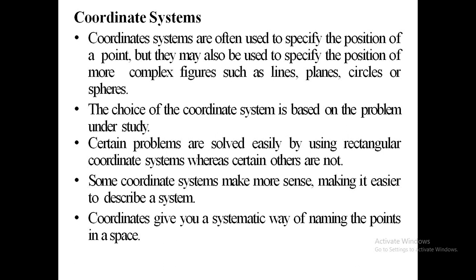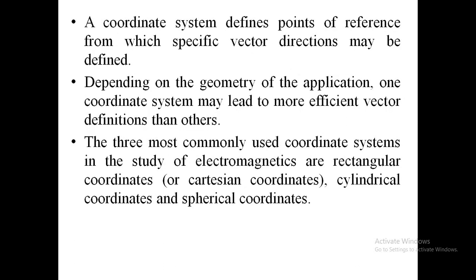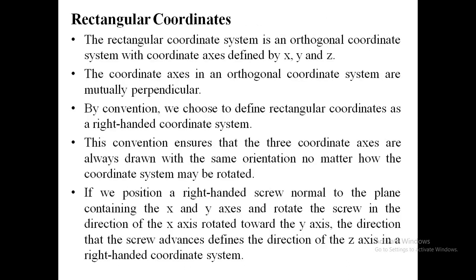Coordinates give you a systematic way of naming the points in a space. A coordinate system defines points of reference from which specific vector directions may be defined. Depending on the geometry of the application, one coordinate system may lead to more efficient vector definitions than others. The three most commonly used coordinate systems in the study of electromagnetics are rectangular coordinate systems or Cartesian coordinates, cylindrical coordinate system, as well as spherical coordinate system.